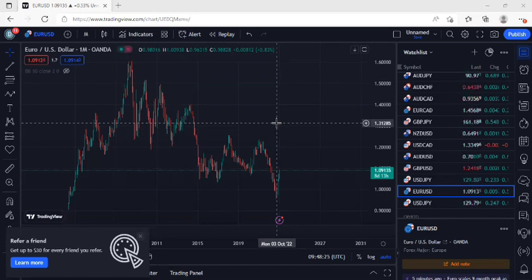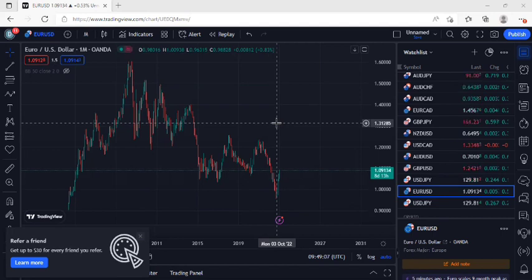So now, what is market structure? Why do you need it? Market structure is a price action technique that uses the highs and the lows of the market, otherwise known as support and resistance, to determine one, the trend direction of the market, two, the potential trend continuation, and three, the potential trend reversal.